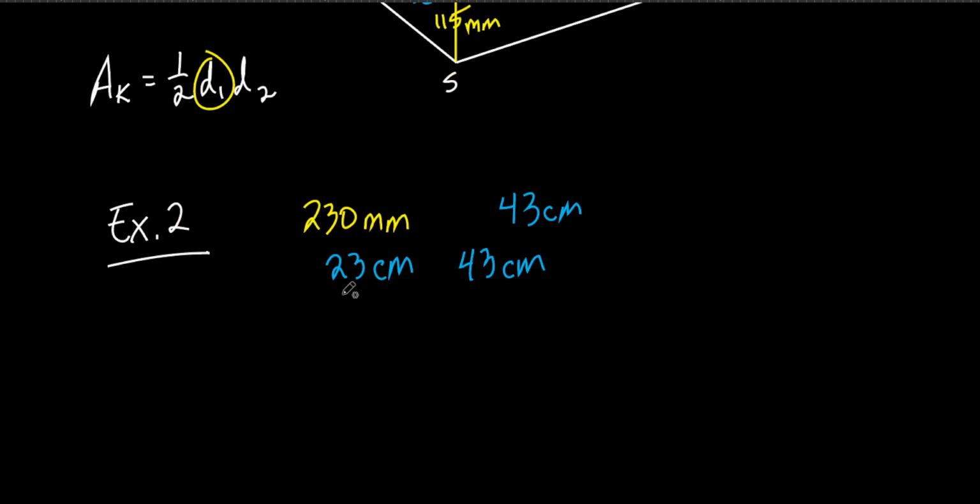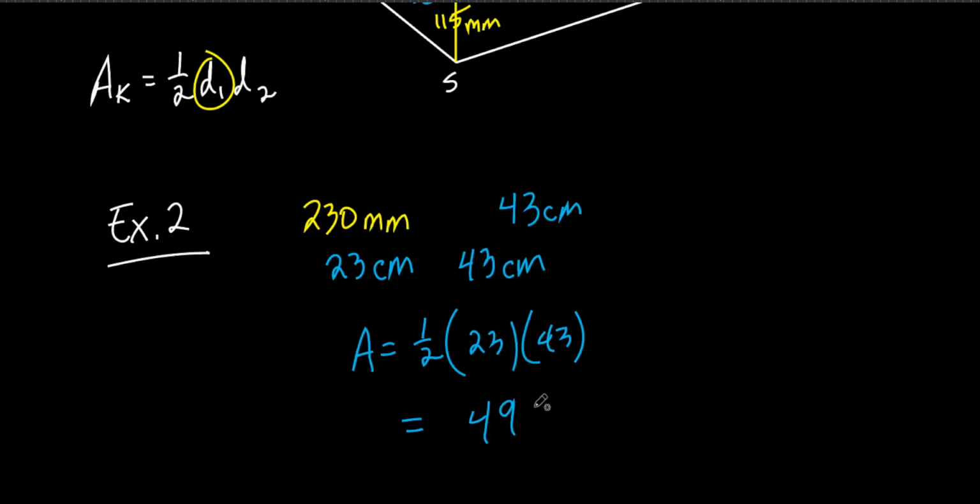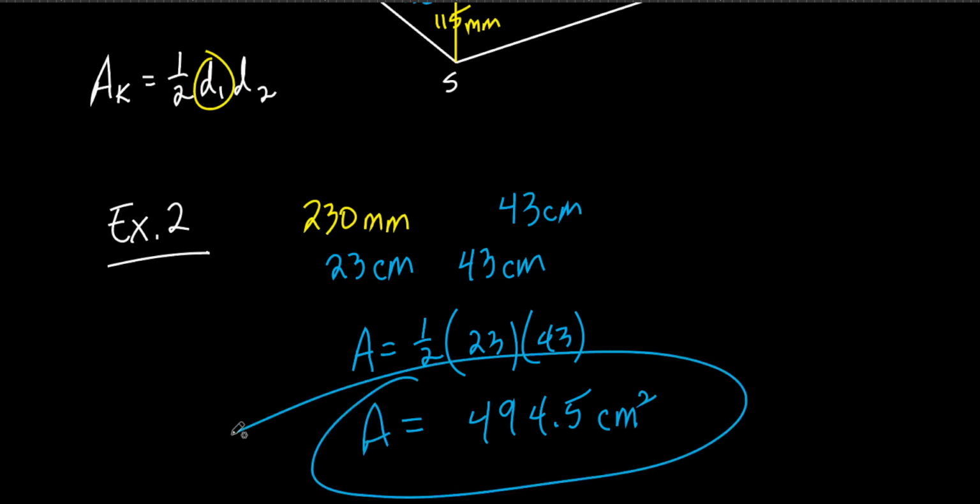Let's watch. How do I find the area now? I take 1/2 and then I multiply the diagonals. What do I have? 23 times 43. Put that in the calculator and you get 494.5. This is centimeters, so it's centimeters what? Squared. Okay. We will continue this tomorrow.